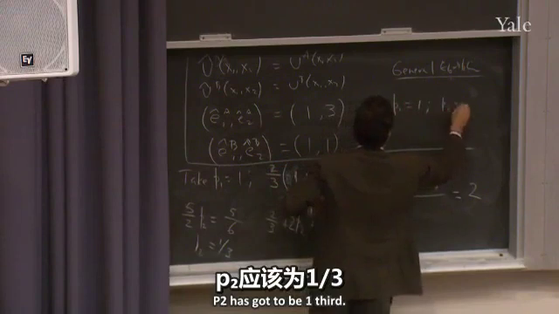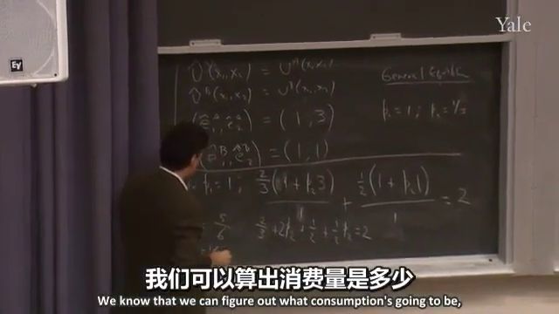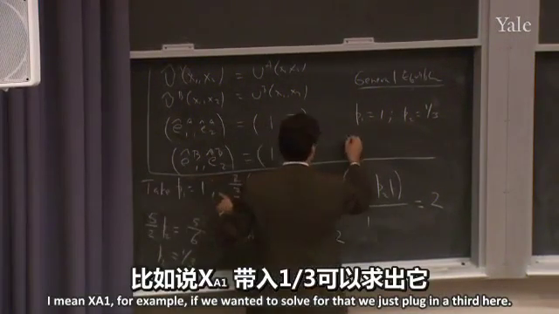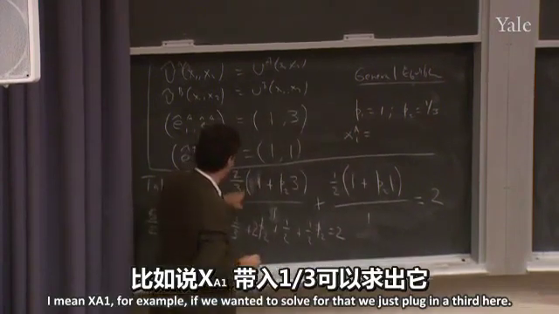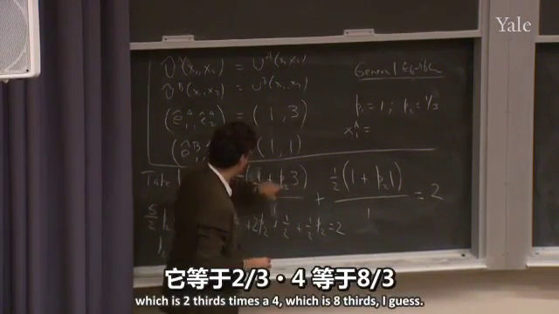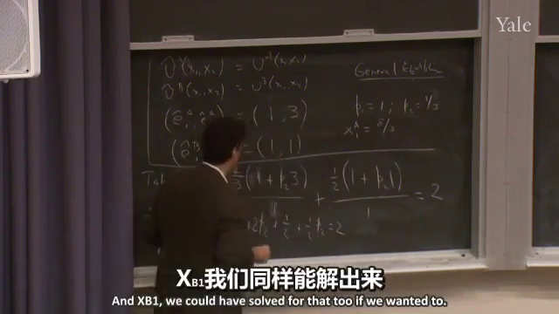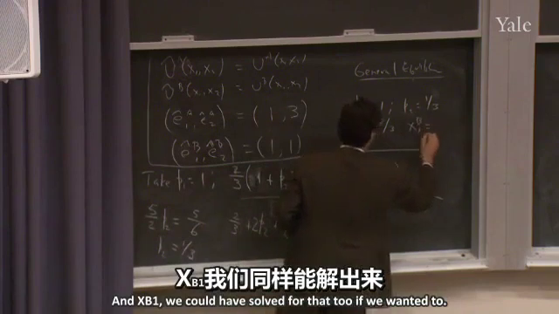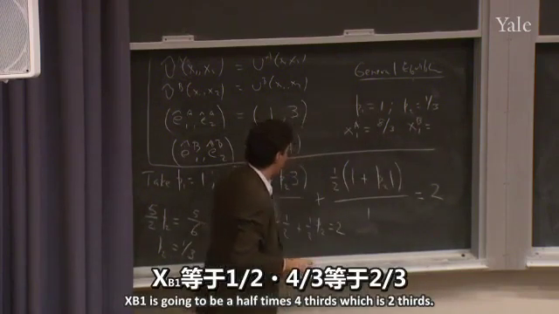P2 has got to be 1/3. We know that we can figure out what consumption is going to be. A1, for example, if we wanted to solve for that, we just plug in 1/3 here. So we'd have 2/3 times 1 plus 3, which is 2/3 times a 4, which is 8/3, I guess. Okay, and XB1, we could have solved for that too if we wanted to. XB1 is going to be 1/2 times 4/3, which is 2/3.